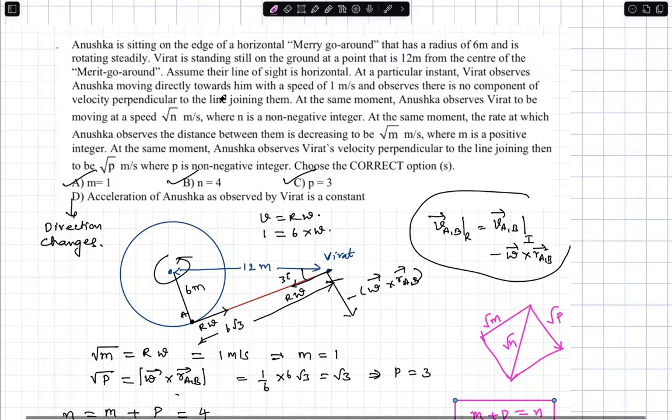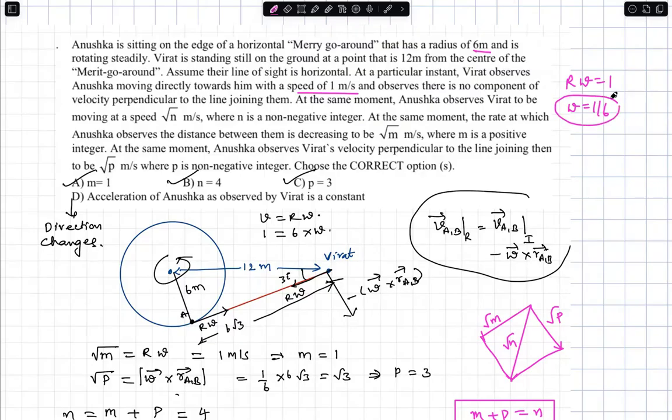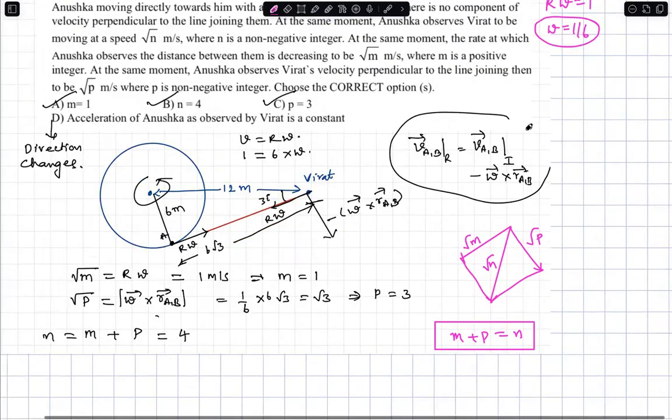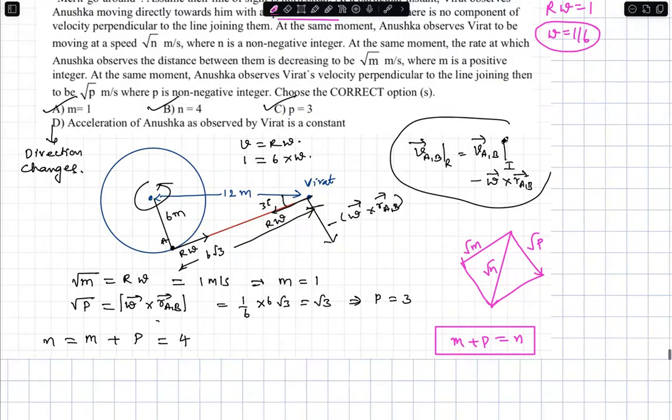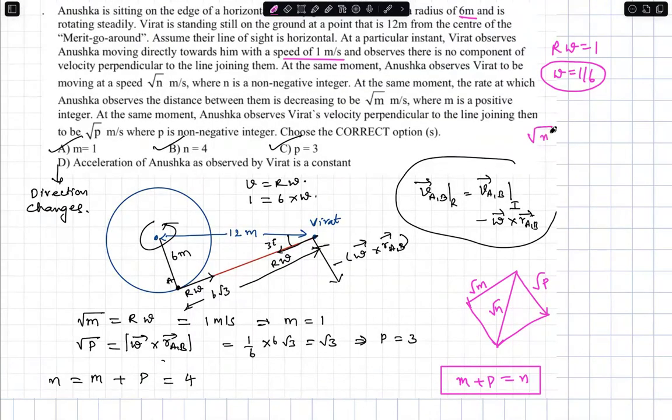See, Anushka moves directly towards him with a speed 1 meter per second. You know what is that exactly? R omega, R relative omega is 1. Radius times omega is 1. Radius is 6, as you mentioned, so omega is 1 by 6. R omega means, practically speaking, root m is equal to 1. So m is equal to 1. Done.